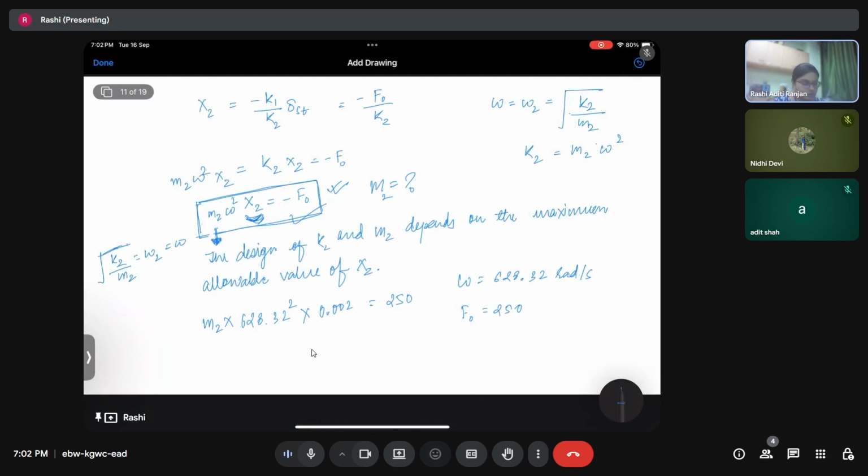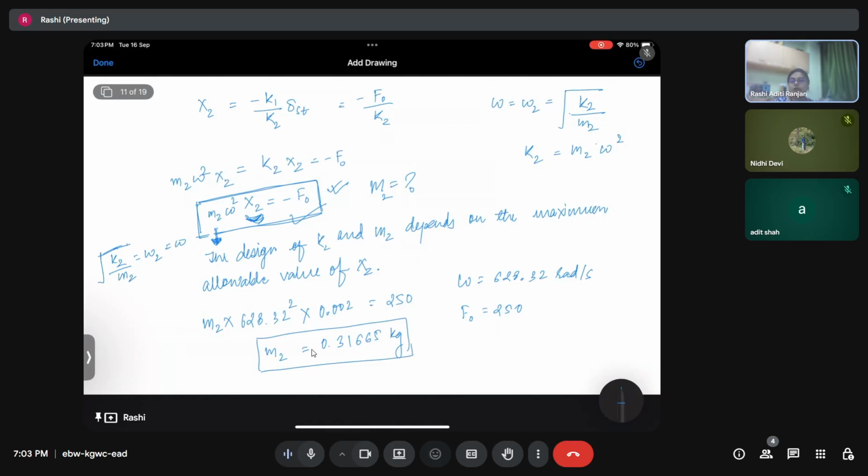So by solving this, we are going to get the value of m2 as I've already calculated it. It will come out to be 0.31665 kg. So this is the first parameter for the vibration absorber, which is the suspended mass of the auxiliary system, 0.31665 kg.